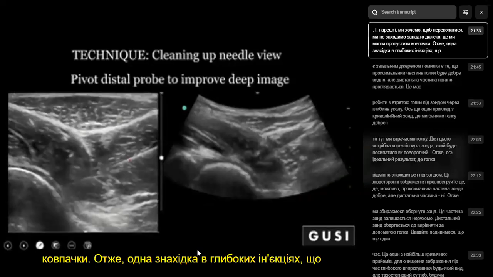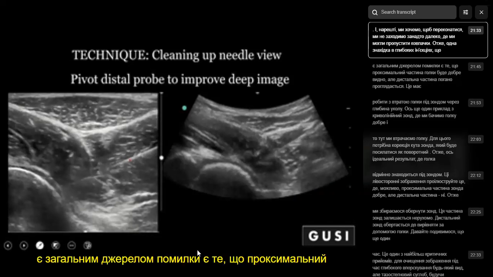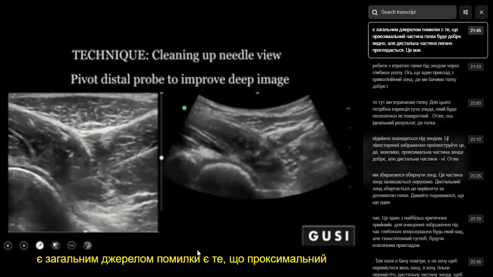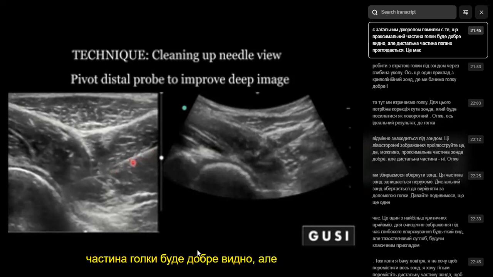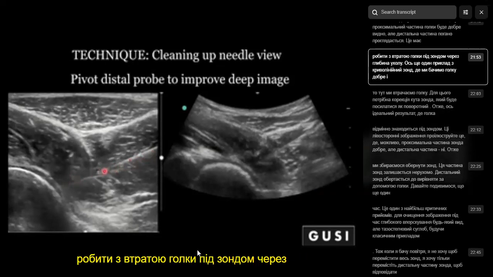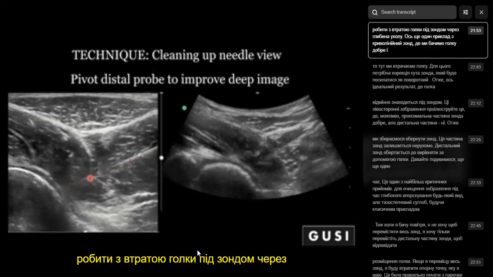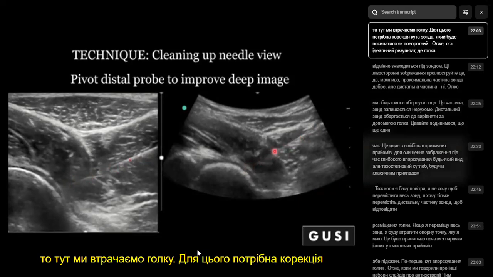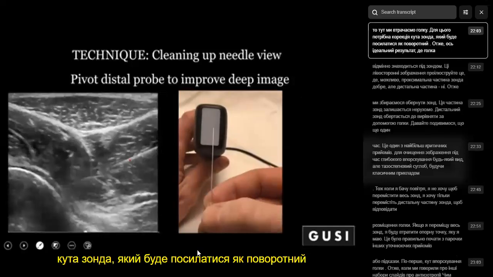So one finding in deep injections that is a common source of error is that the proximal part of the needle will be seen well, but the distal part is not seen well. This has to do with losing the needle under the probe due to the depth of the injection. Here's another example with a curvilinear probe where we see the needle well, and then we lose the needle here. This requires correction of the probe angle that we'll refer to as pivoting.